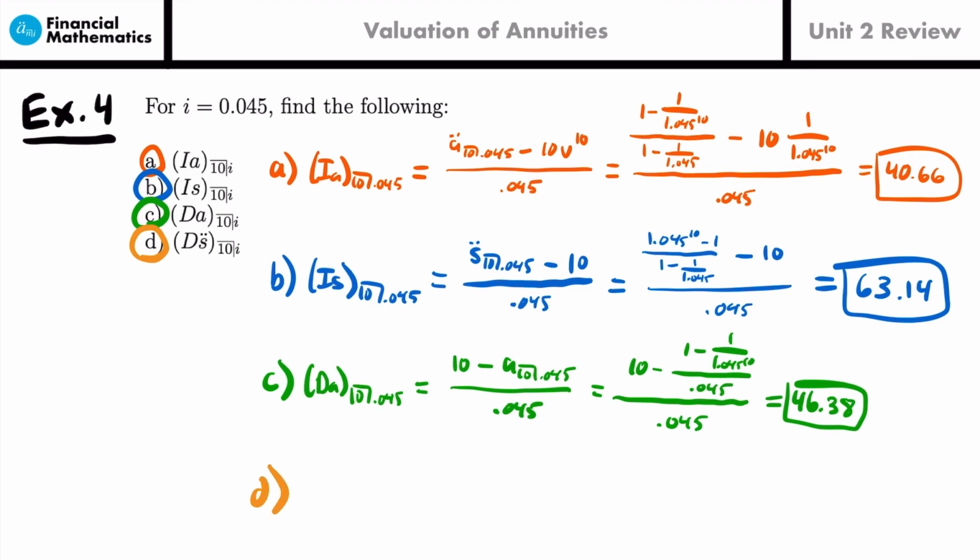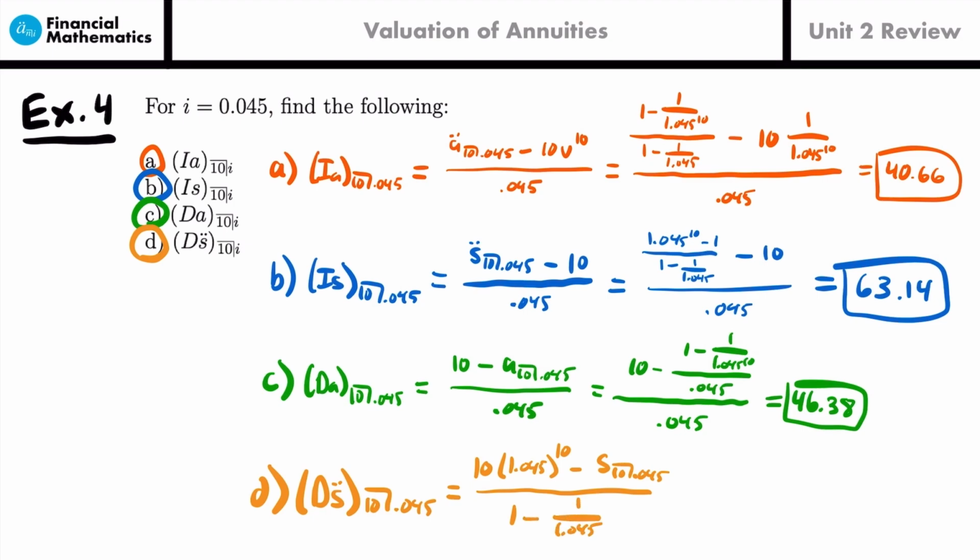All right, so for part D, we have (Ds)double-dot at 10 bracket i, which is 0.045, and that will be equal to the following formula. We have n, which is 10, times an accumulation factor, so we have 1.045 raised to the power of n, which is 10, and then we subtract the future value of an annuity immediate using the same values of n and i. So we have s 10 bracket 0.045. And then all that is divided by 1 minus v, which will be 1 minus 1 divided by 1.045.